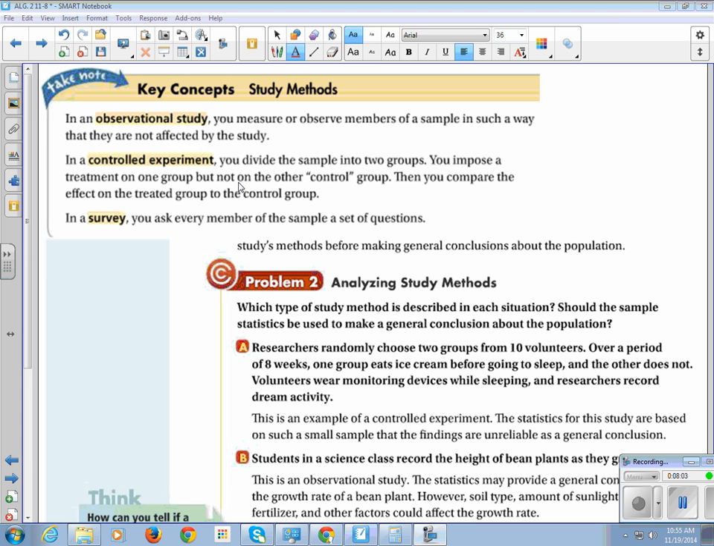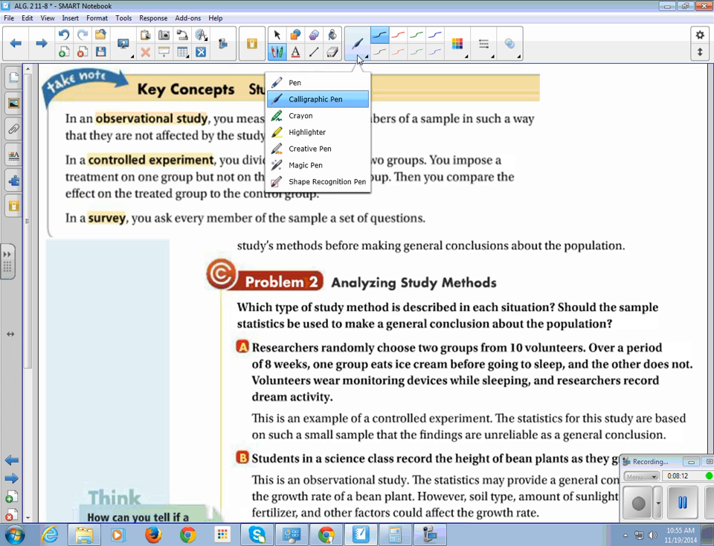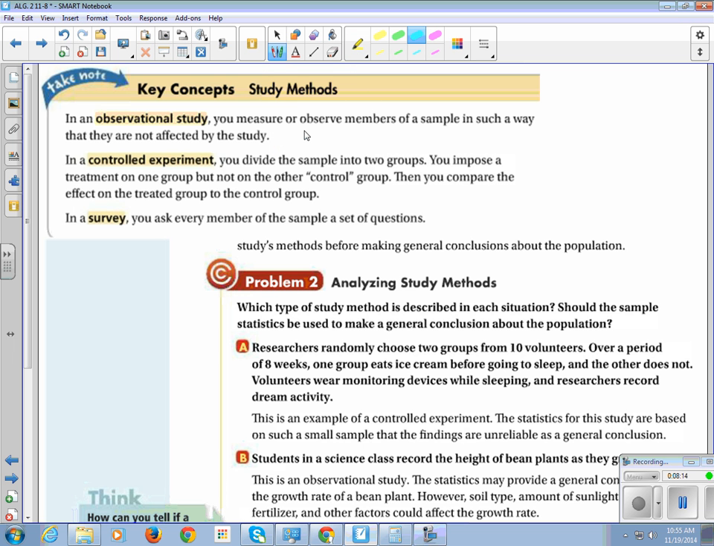All right. So let's look at our study methods. So the different types of methods are observational study. Thankfully, it's the same. It's where you observe members of a sample in such a way that they are not affected by the study.